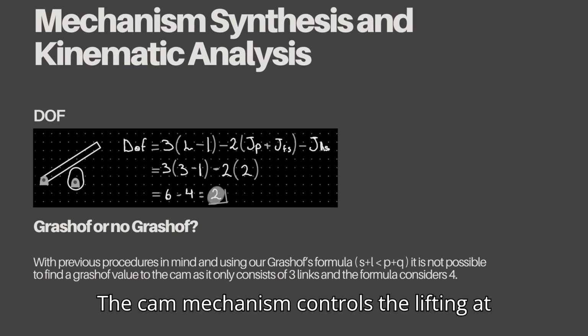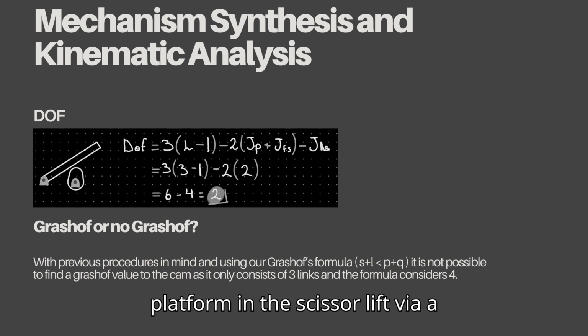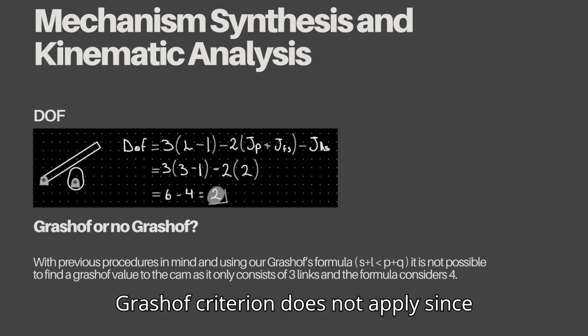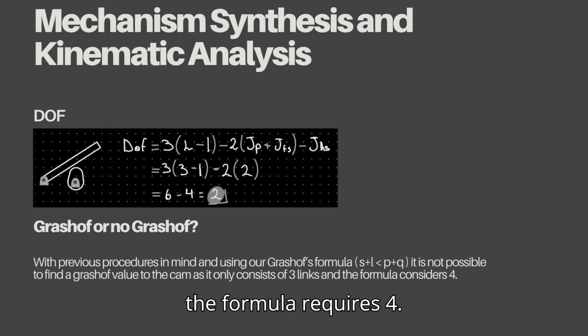The cam mechanism controls the lifting and 25 degree tilting of the discharge platform in the scissor lift. Via a rotating cam, it has 2 degrees of freedom, as confirmed by prior analysis. The Grashof criterion does not apply since the mechanism only has 3 links while the formula requires 4.